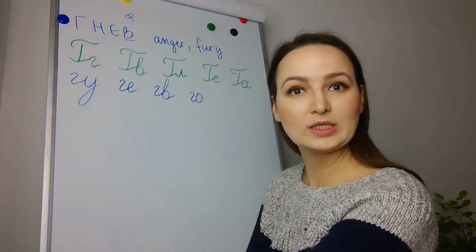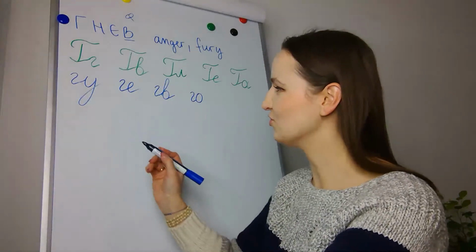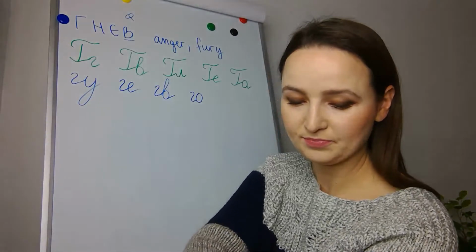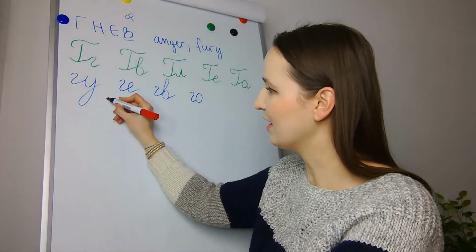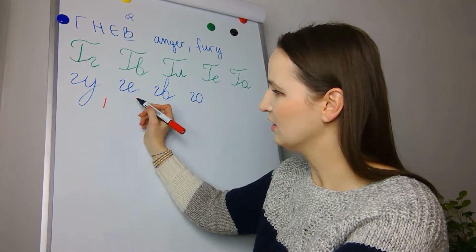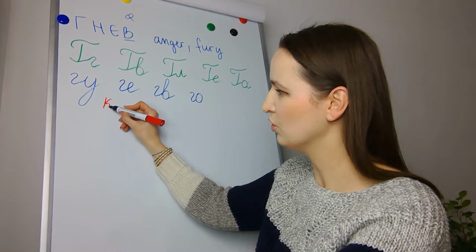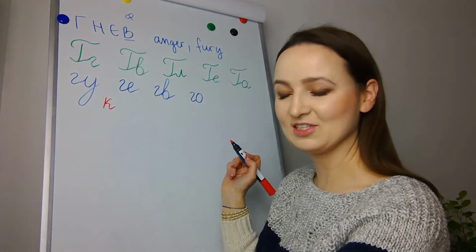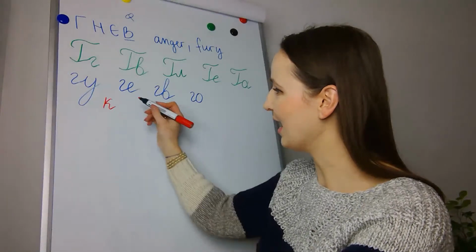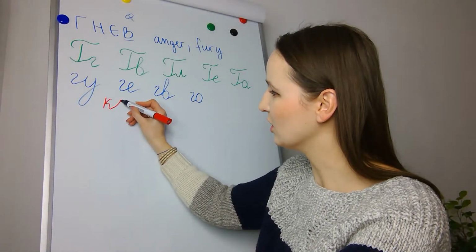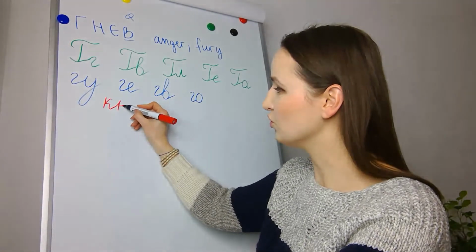For example, the word книга, a book. Давайте напишем. Let's write it down. Книга. So we have K letter. 1, 2, 3. K letter. Let's connect it with N. Книга. Let's connect it with N. 1, 2, 3.